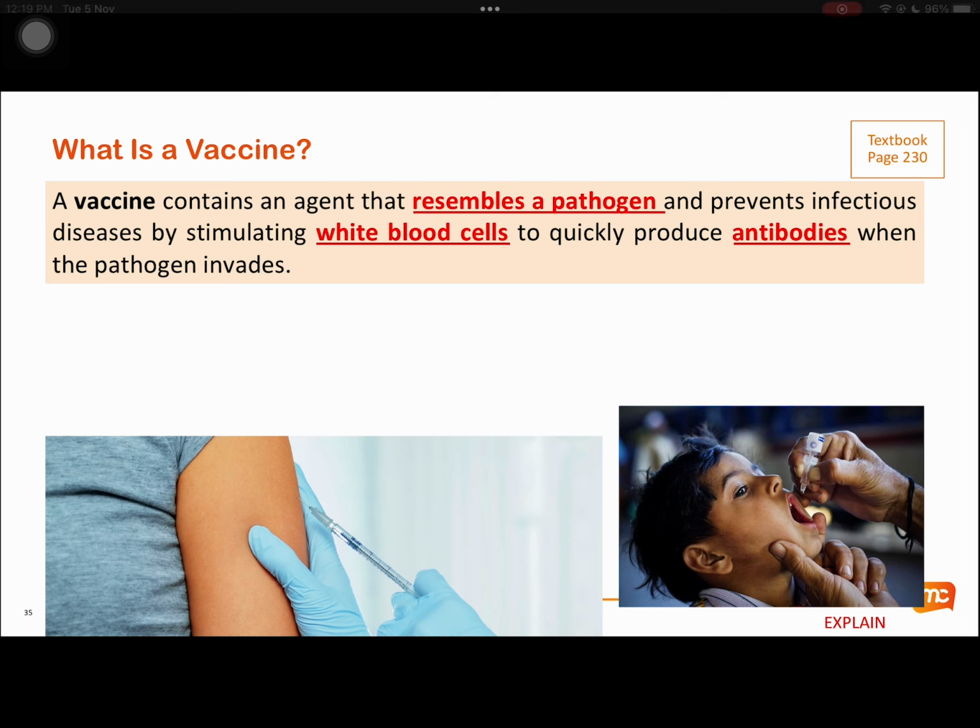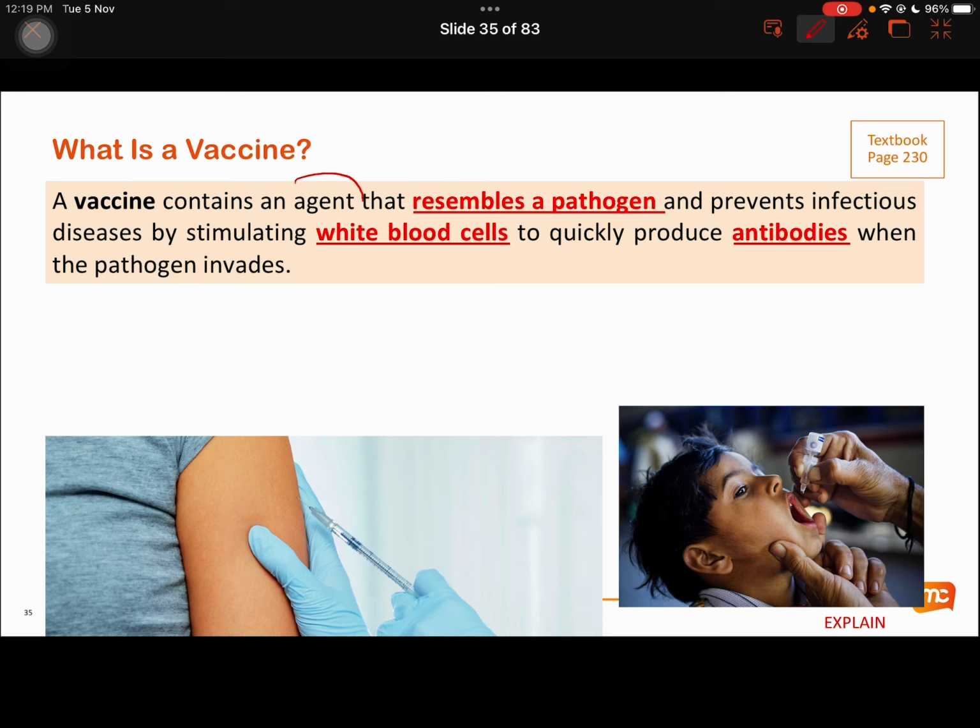So, first, it contains an agent that resembles a pathogen. Sometimes dead pathogen, weakened pathogen are being introduced into the vaccine so that it simulates a fake infection in your body. This will help to trigger the white blood cell to quickly produce antibodies. If you link back to chapter 6, between lymphocytes and phagocytes, which produces antibodies? The answer is lymphocytes.